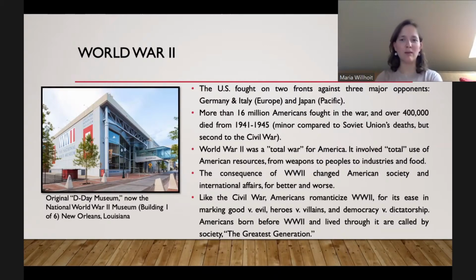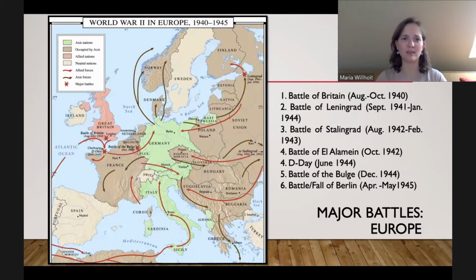That's not to say, again, that the Germans were not evil or that Al Qaeda is not evil. It's just that it doesn't fit so nicely into good versus bad. So anyway, that's a general overview of World War II I had to mention.